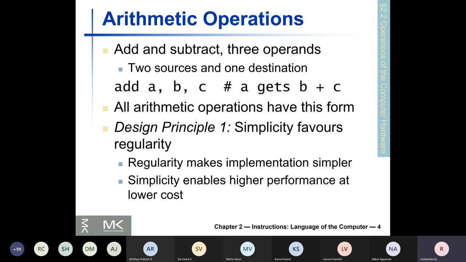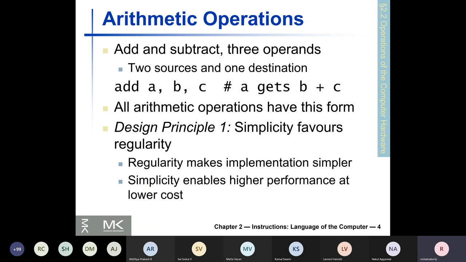What is the advantage if the implementation is simple? If the implementation is simple, higher performance at lower cost is possible. Higher performance means maybe the clock frequency that you can use is higher, with a reasonably lower number of logic gates. You can use a circuit which runs at a higher clock frequency. So this is one of the advantages of having a regular and simple structure.